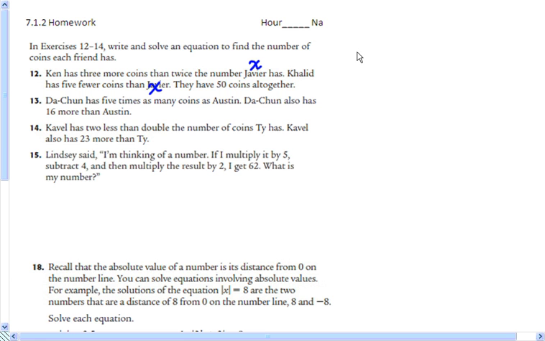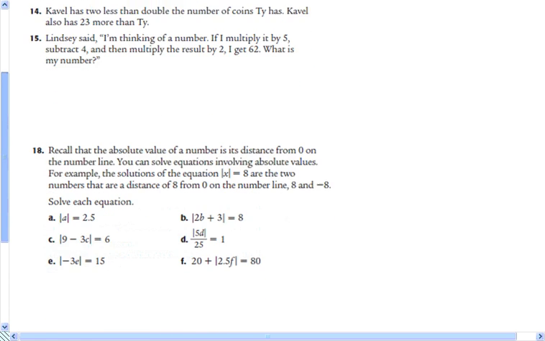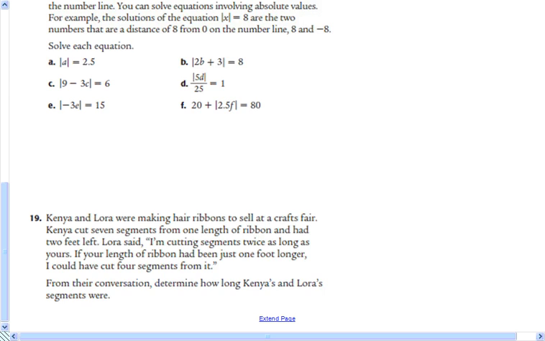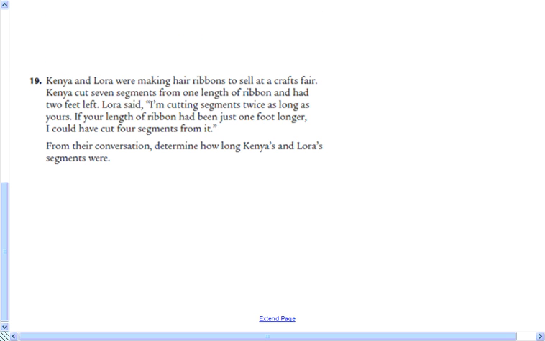Let's move on down here to number 19. It says Kenya and Laura were making hair ribbons to sell at a craft fair. Kenya cut 7 segments from one length of ribbon and had 2 feet left. Laura said, I'm cutting segments twice as long as yours. If your length of ribbon had been just 1 foot longer, I could have cut 4 segments from it. From their conversation, determine how long Kenya and Laura's segments were.